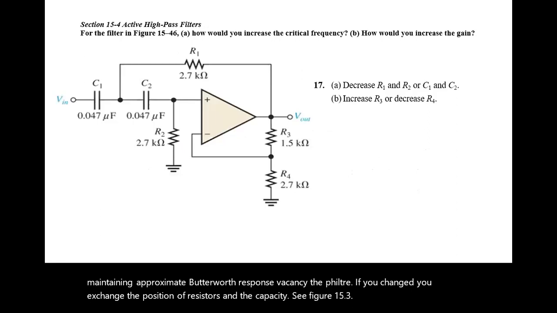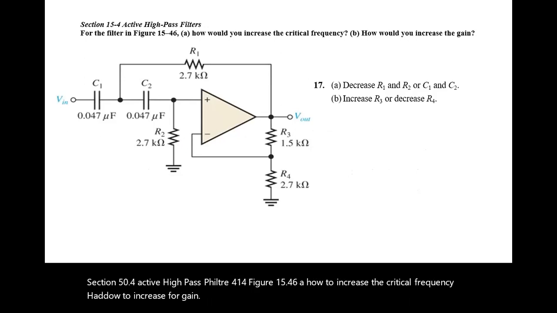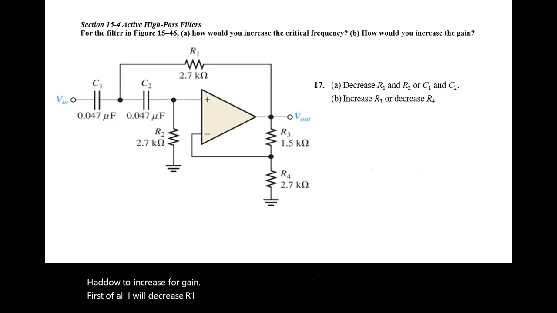Section 15.4, active high pass filter. For the filter in figure 15.46a, how to increase the critical frequency and how to increase the gain? First of all, I will decrease R1 and R2 or C1 and C2, or I will increase R3 or decrease R4. Okay.